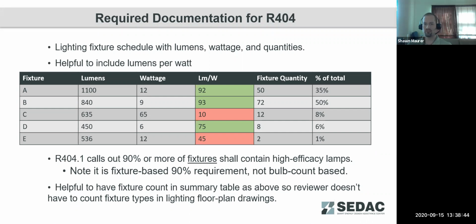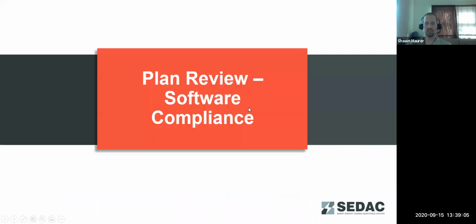there are a couple of fixtures that do not meet that high efficacy requirement, but it is less than 90% of the installed fixtures. So this is still a compliant lighting installation for this facility. But a summary table such as this is very, very helpful for plan review to determine whether you've met the compliance for that lighting.